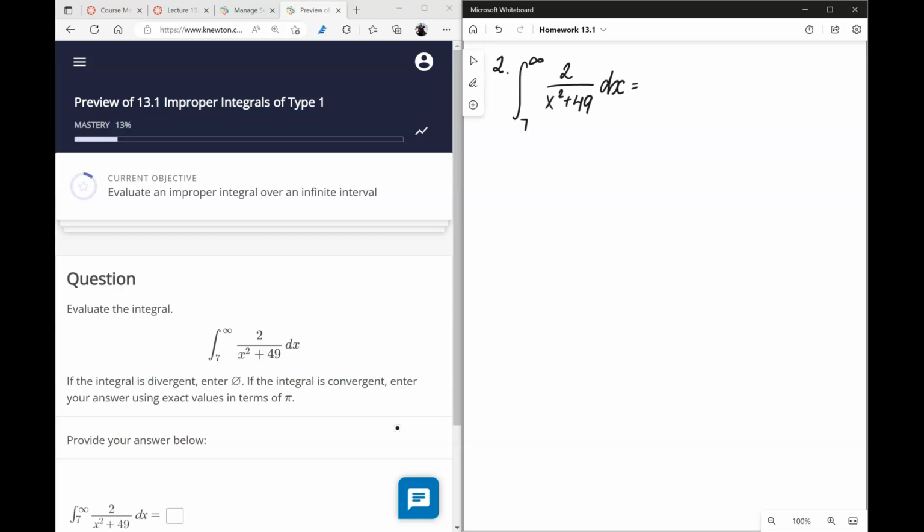This time we have infinity only in one of the limits of integration. So let's introduce a new variable, send it to infinity, and let's get rid of that infinity in the limit. And here we can do some basic maintenance. We can take that 2 out, and we can acknowledge that 49 is 7 squared.